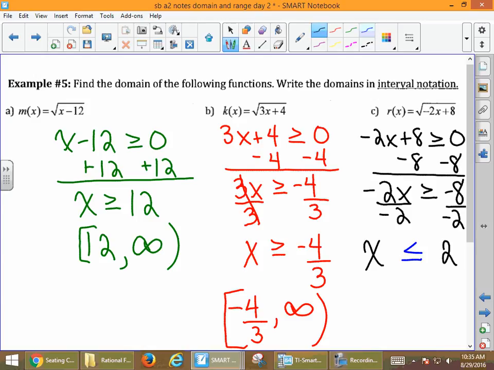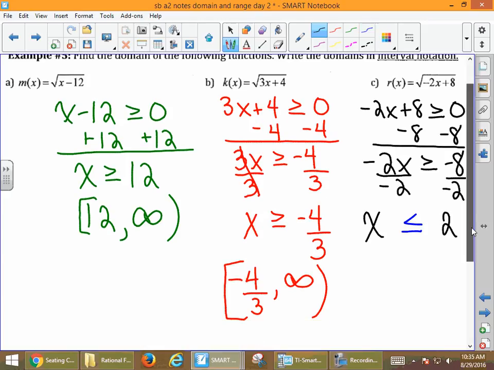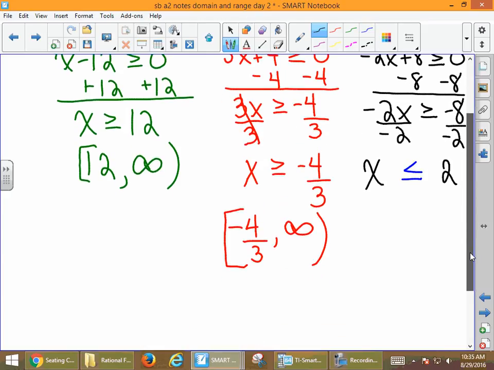When we multiply both sides of an inequality by a negative, when we divide both sides of an inequality by a negative, the direction of our inequality symbol changes. So when we write this in interval notation, what's happening is we're going to go from negative infinity all the way over here to 2, but 2 is our last value. It's everything to the left of 2, stopping at 2.